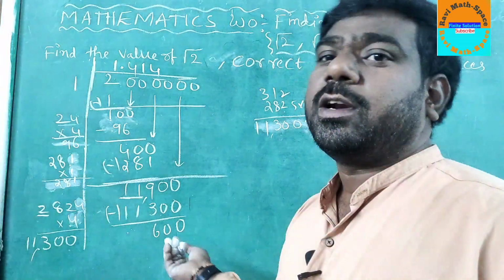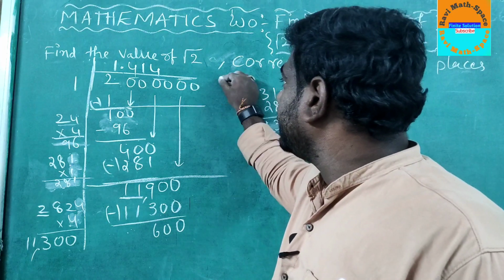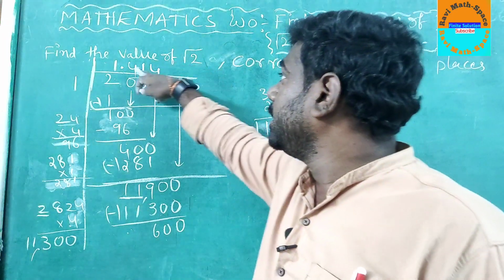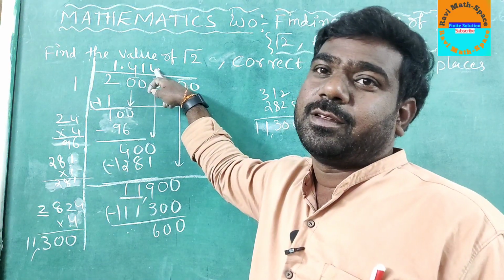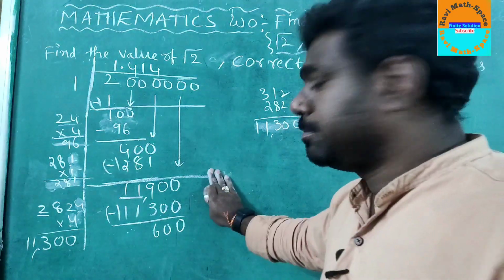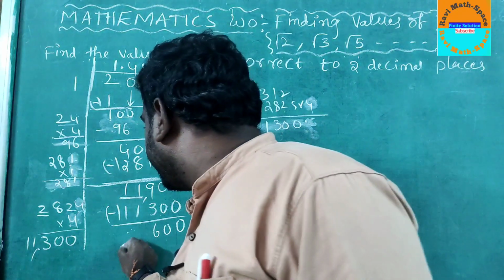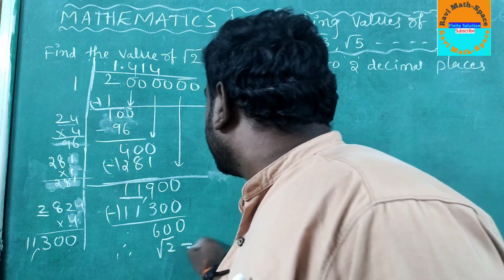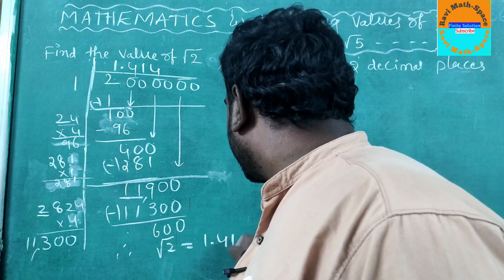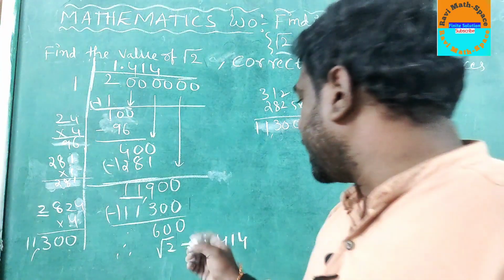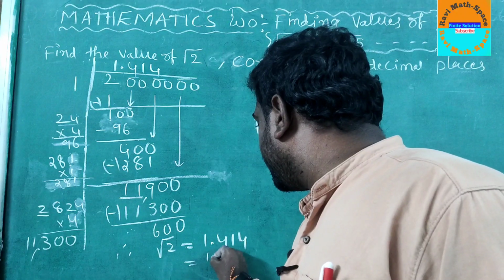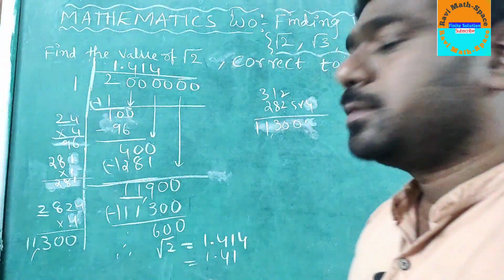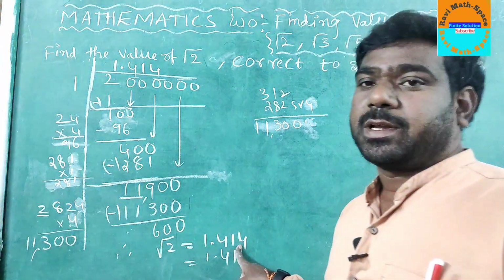So if you want more decimal places, again we have to place a pair of zeros and continue. But here only 3 decimal places are enough. Understand? Therefore I can write here, see, root 2 is equal to 1.414. This I can round up to 1.41. Why? Actually, you should remember the round up rules.